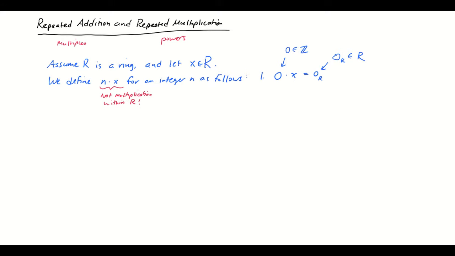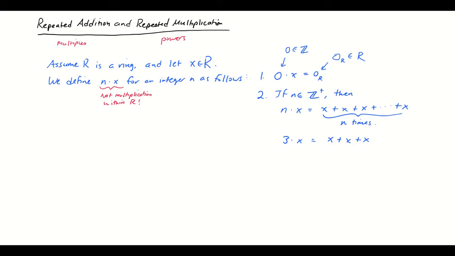The other part of the definition, or the next part, is if n is a positive integer, then n times x is equal to the sum x plus x plus x plus x plus x plus x, n times. So for example, 3 times x, even if x is something weird like a matrix or a polynomial, that means x plus x plus x.